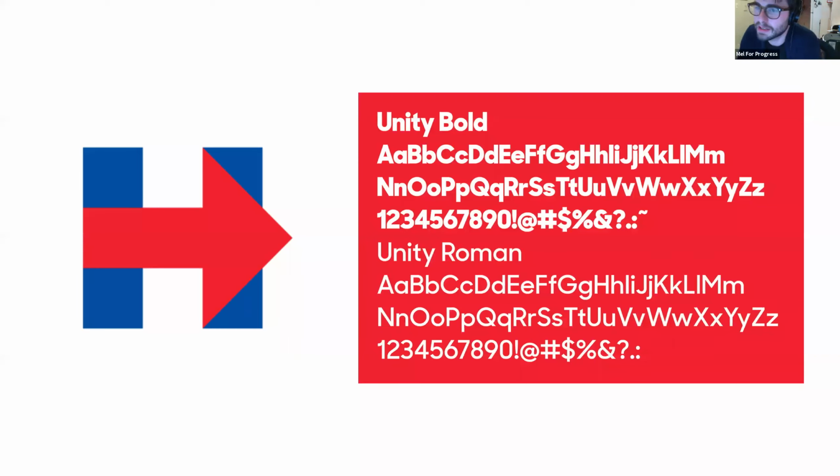Anonymous attendee, thoughts on the arrow symbolism in Hillary's logo? I don't know. It's pointing forward.